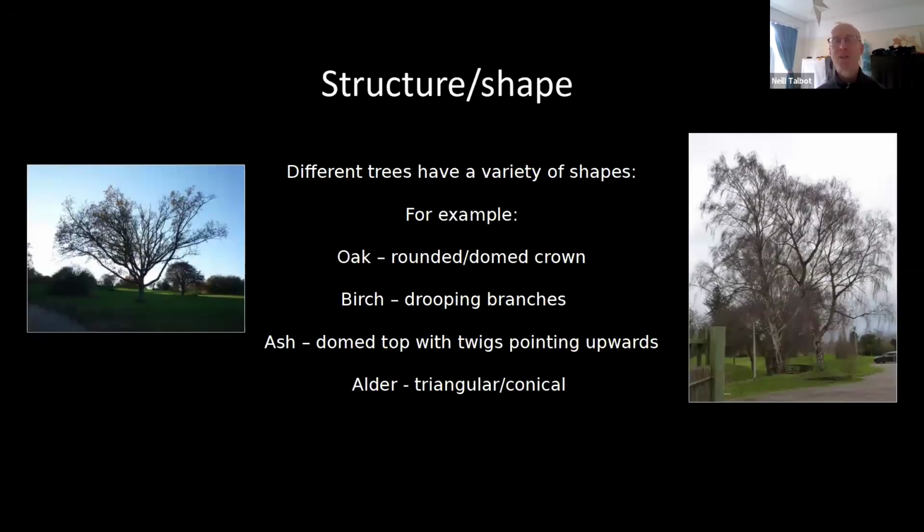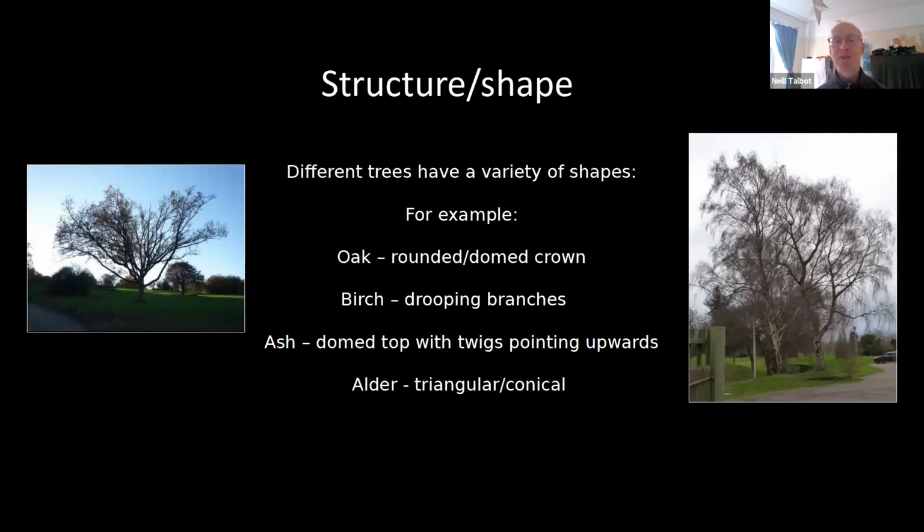So next, we'll just quickly look at structure and shape. Different tree species will have very contrasting outlines or silhouettes. So from a distance, you can identify species or genus relatively easily. It's quite easy to tell an oak because they're quite rounded with a domed crown. There are other species that have quite a domed top like the ash.